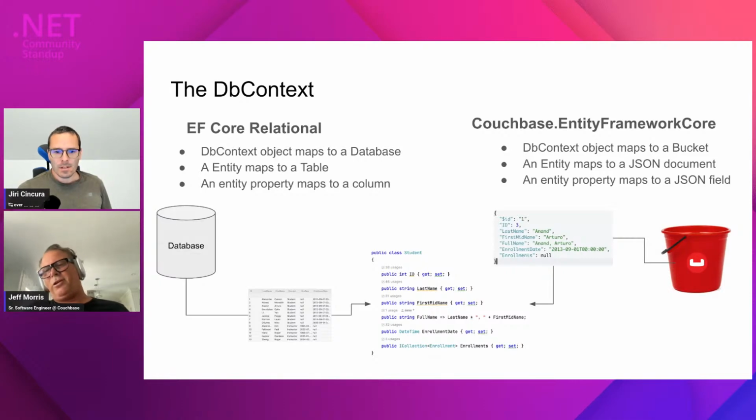And a bucket is really just a database. It's just a store for your JSON documents. It's got indexing. It's got everything a normal database would have, pretty much, just slightly different. And in the middle here, you have your POCO, plain old C# object. On one side, we map it to a table. On the other side, we map it to a JSON document.